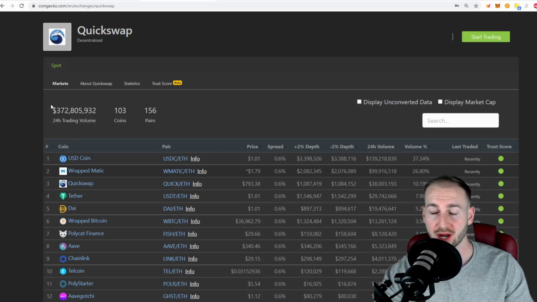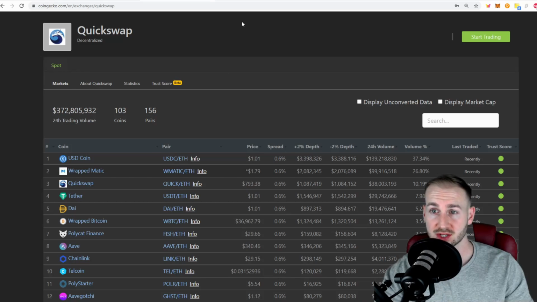It went up to $900 million on the 19th of May. They now have 103 coins on here and 156 trading pairs, all of which you can provide liquidity for. The fees for using QuickSwap are 0.3% on a trade, and liquidity providers receive 0.25% of that. So it can be lucrative if you're in the right pools.